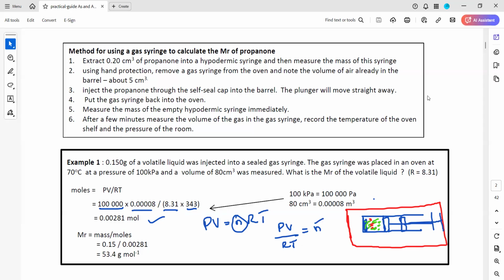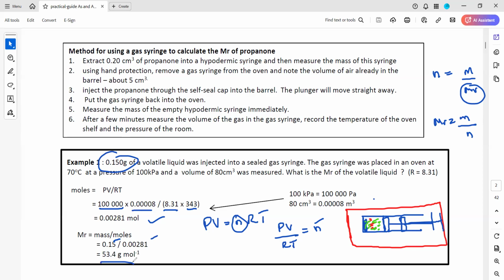Then, if we need the molar mass, what is the molar mass of a substance? We have the formula: moles equal mass in gram divided by molar mass. So if I need the molar mass, it will be mass in gram divided by moles. What initial mass did we use? We used 0.15, so we substitute that and the moles. When we divide, we get the molar mass of this substance, which is 53.4.